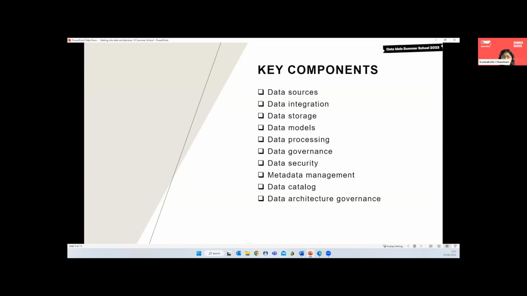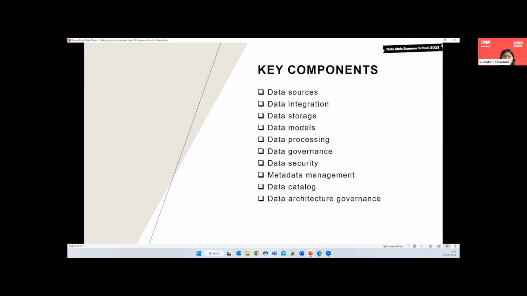Now, the choice of storage depends on what type of data it is, the nature of the data, and what the requirements are for the data processing. Next up, we have the data models, which represent the logical and physical structure of the data. They define the relationship between data entities and attributes, facilitating data understanding and efficient retrieval of the data. So these include the entity relationship models, dimensional modeling, NoSQL models, etc.